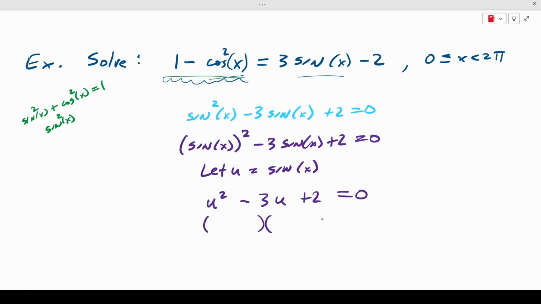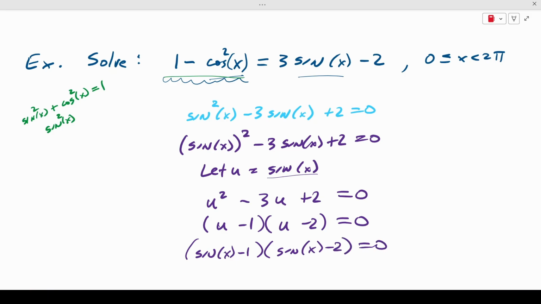What two numbers multiply to positive 2, but add to negative 3? Well, that would be negative 1 and negative 2. Those add to negative 3 and multiply to positive 2. I can double check. It looks good. And now I'm going to substitute sine of x back in for u. So I have sine of x minus 1, sine of x minus 2 equals 0.